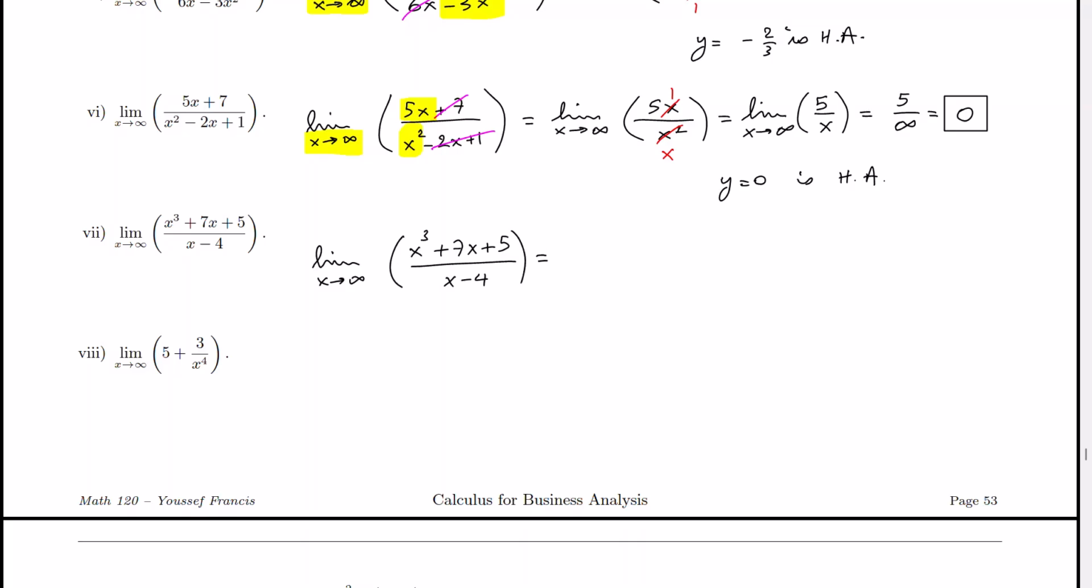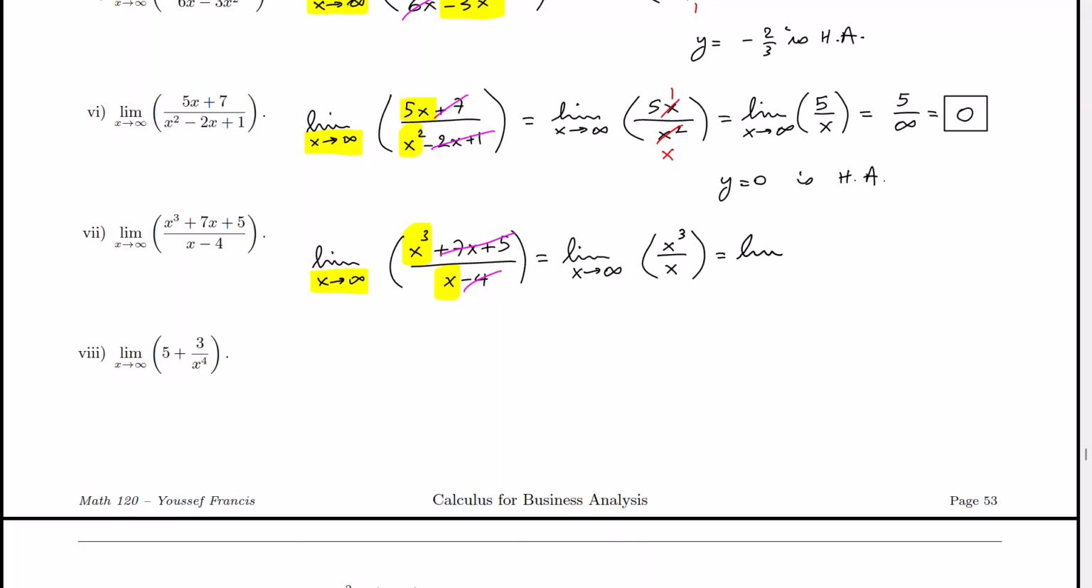So my x is approaching infinity again. So I'm going to grab the leading term from the numerator, which is x cubed, and the leading term from the denominator, which is x. I get to ignore the 7x plus 5, and I get to ignore the negative 4, because my x is going towards infinity or negative infinity. And so my problem is now reduced to the limit as x goes to infinity with x cubed on the numerator divided by x on the denominator.